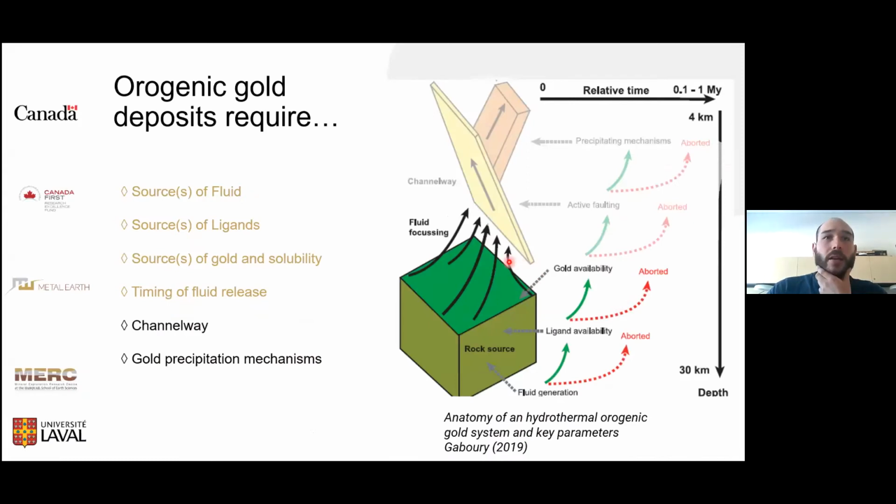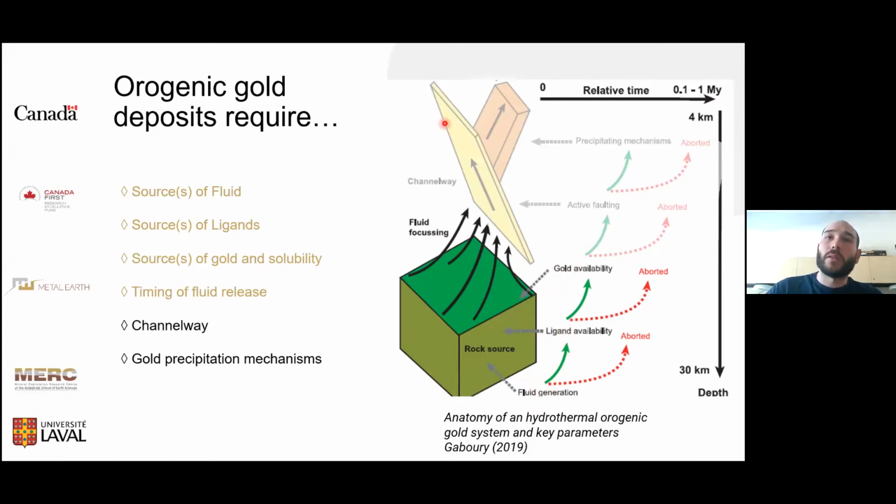Just to give you an idea of how the project started, I wanted to show you this schematic picture or sketch from Damien Gaboury, with the anatomy of hydrothermal orogenic gold systems and the key parameters. It can be divided into three major parts. The first one is the rock source that contains a certain amount of fluid, a certain amount of ligand, a certain amount of gold.